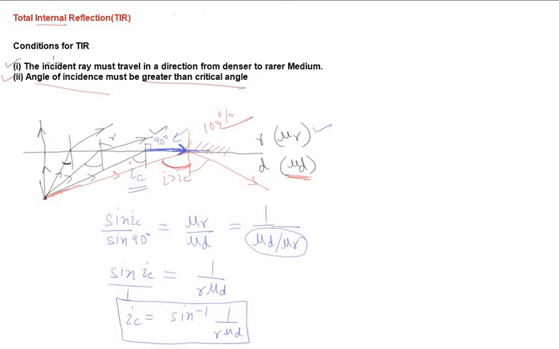So what are the two conditions for TIR? Number one, it should go from denser to rarer. So it is going from denser to rarer, as you can see. The ray is going from denser to rarer. And the angle of incidence must be greater than the critical angle. We can see that i is greater than ic here. So it reflects back into the same medium.